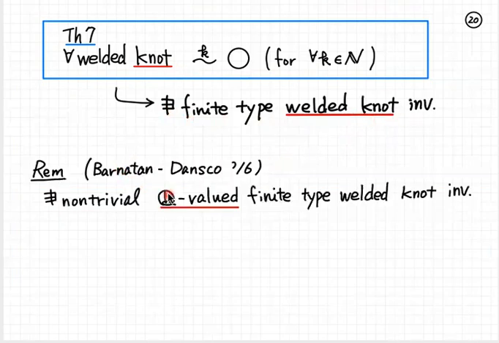So here we remark that Bar-Natan and Dancso showed that there is no non-trivial Q-valued finite type invariant of welded knots. Here it is just for Q-valued, whereas this is any value. So this assertion is stronger than that assertion.